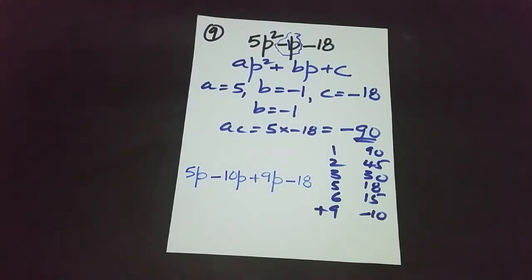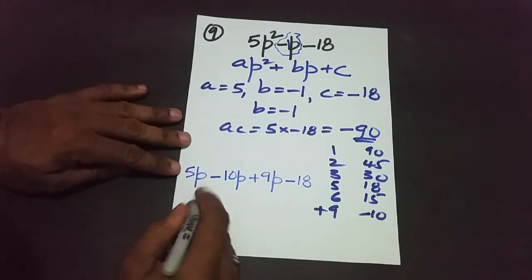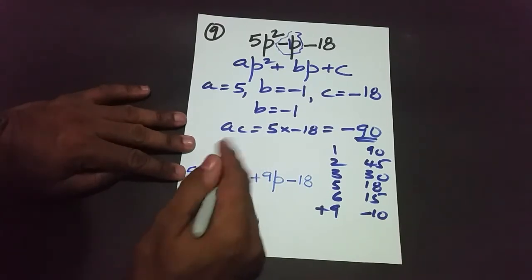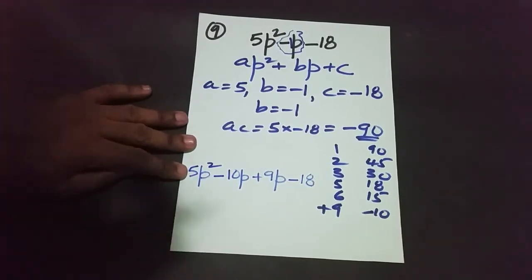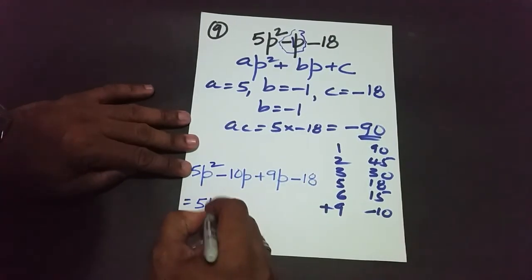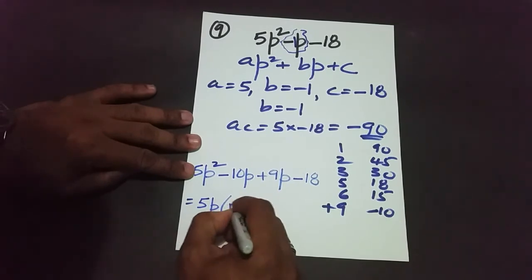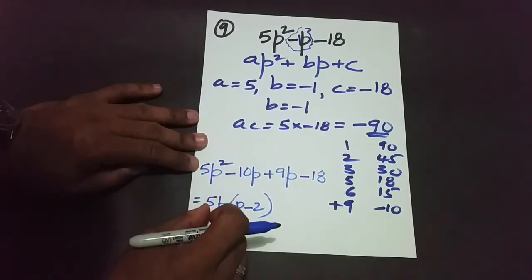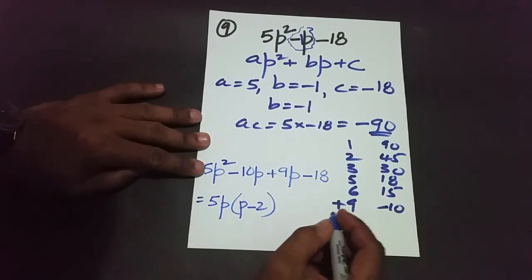So we're factorizing by grouping now. So look at these two terms. What's common in those two terms? I'm sorry, this is 5p squared. What's common in these two terms would be 5p. And then what we'd have in the bracket is p minus 2. Why? Because 5p times p is 5p squared, and 5p times minus 2 is minus 10p.